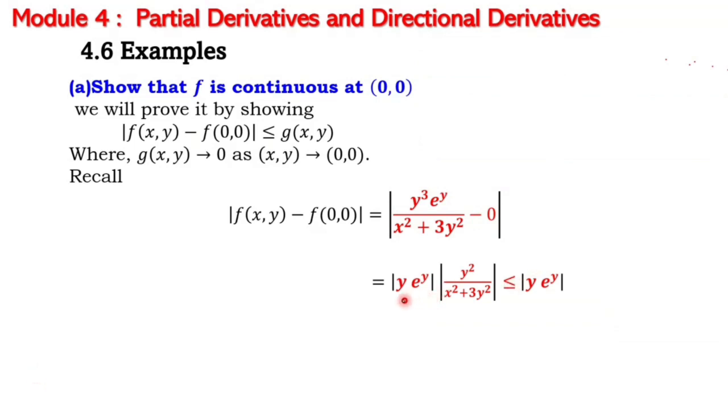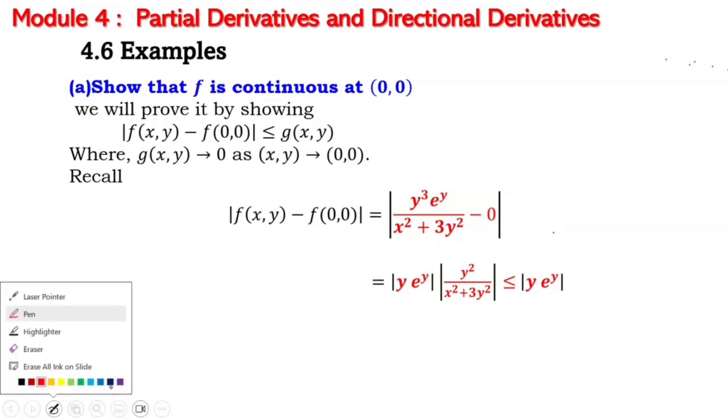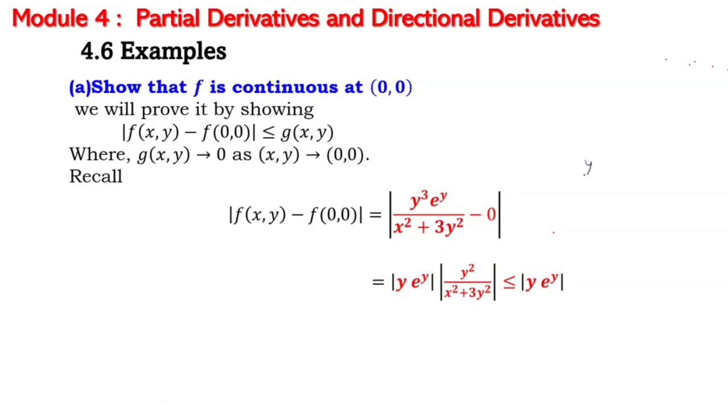So this can be written as y e to the power y, times y squared over x squared plus 3y squared. So how are we getting this one? From this part, y to the power 3, we kept y squared, and the remaining y and e to the power y separately, and here y squared over x squared plus 3y squared. Now why we write it like this is because of the fact about y squared over x squared plus 3y squared.